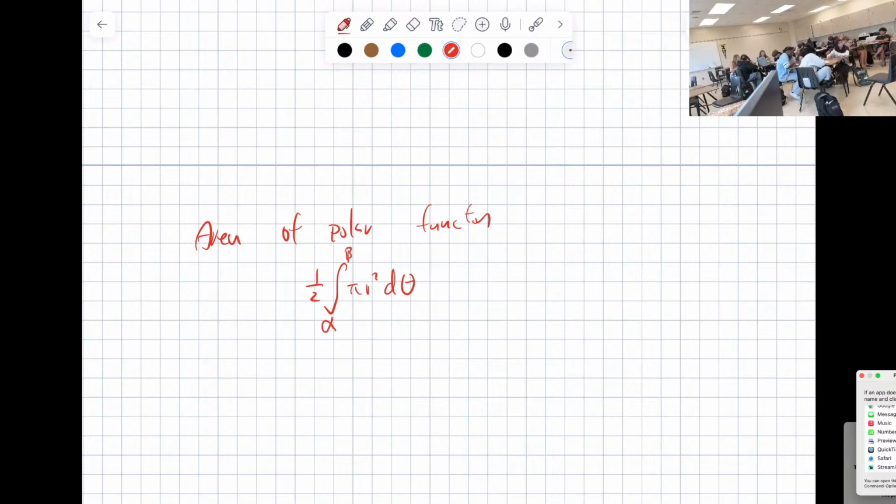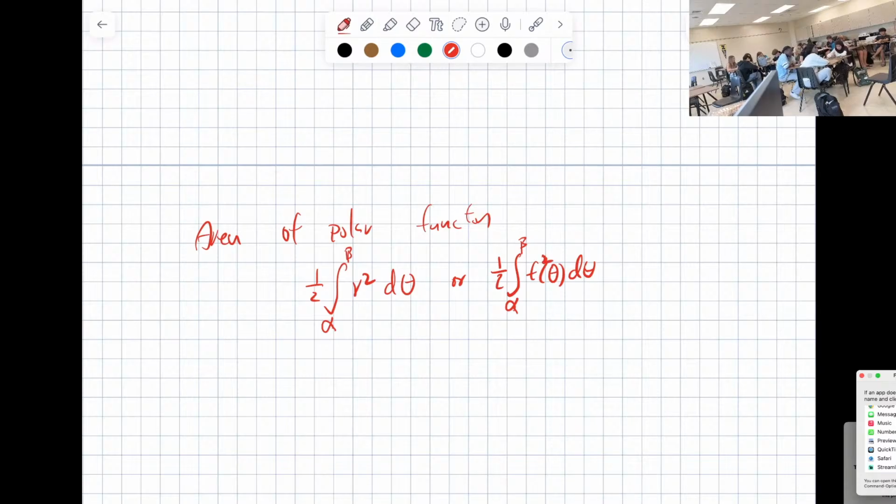Okay, or sometimes we use this half. Sorry, you don't need to have pi. Sorry, there's no pi. My fault. This is r squared, this is f of theta squared, d theta, between alpha and beta. I was thinking about rotation for some weird reason, but it's not pi. It's just 1/2 r squared.